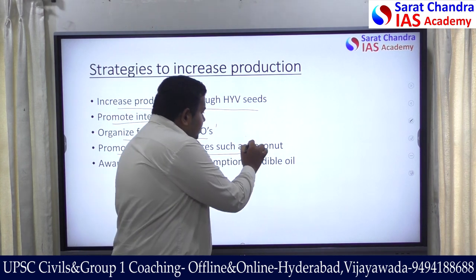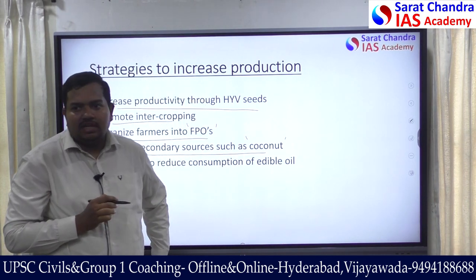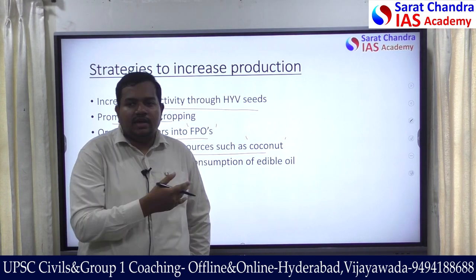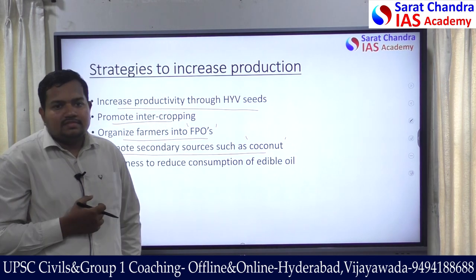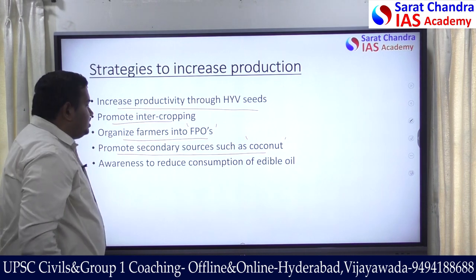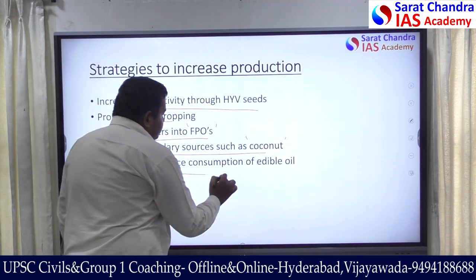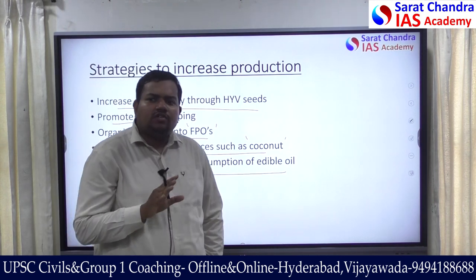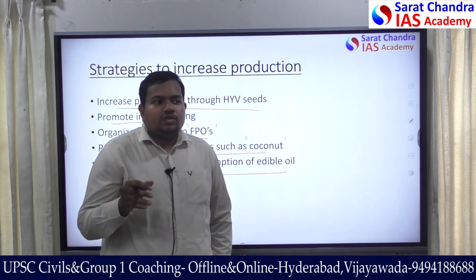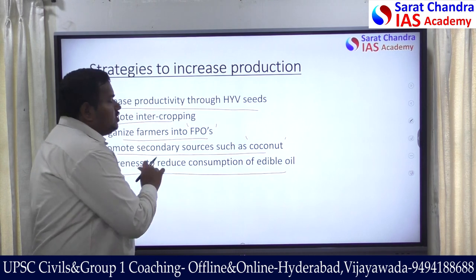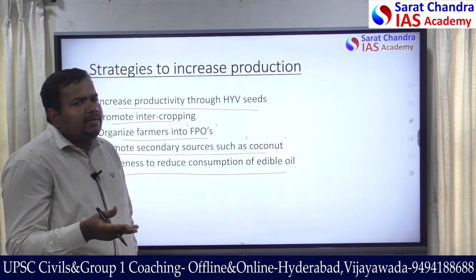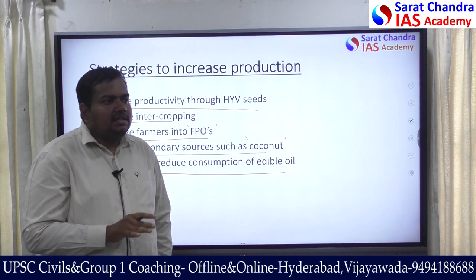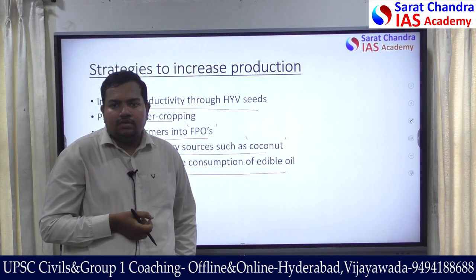Next, promote secondary sources such as coconut. Where is coconut consumed in food items? In which state? Kerala. So, just like that, instead of palm oil, we can promote coconut. That is also one thing. Next, awareness to reduce consumption of edible oil. In general, edible oil is not good for health. So, we need to reduce the consumption of edible oil, so that there will be no need for import. If consumption reduces, there won't be any need for import.